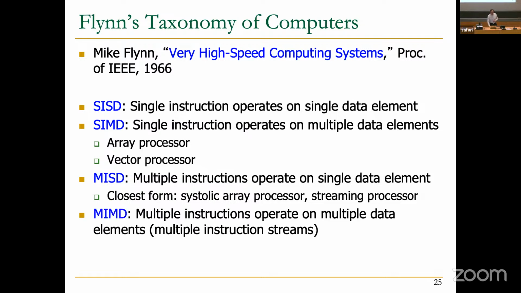And finally, MIMD: you have multiple instruction streams operating on multiple data elements. You can think of this as a multiprocessor or a multi-threaded processor, essentially. These are 4 different types of paradigms, and they can be combined with each other. You can have a processor that has all 4 of these inside. Some SoCs today actually have that. Like the Apple M1 has all of them, I believe.